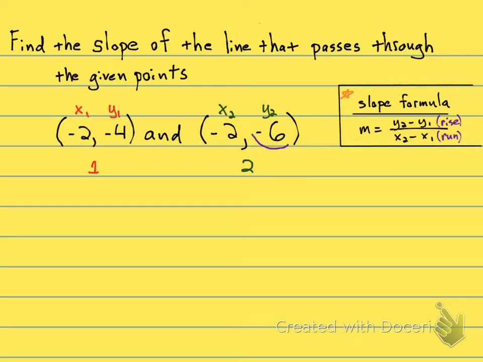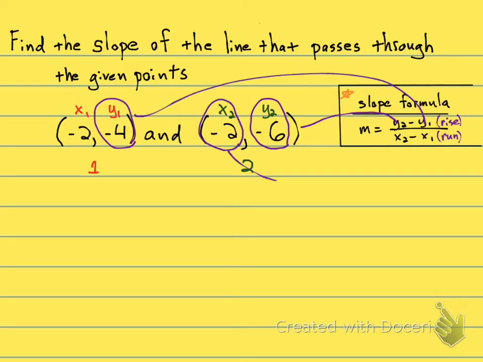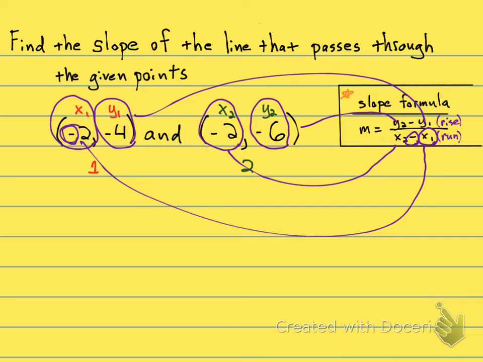So my y sub 2 is going to go right here. And my y sub 1 is going to go right here. And my x sub 2 is going to go here. And my x sub 1 is going to go here. Now notice I'm going to be subtracting x sub 1, which is negative. So remember that I will be subtracting a negative on the bottom, same thing on the top, subtracting a y sub 1, which is negative.